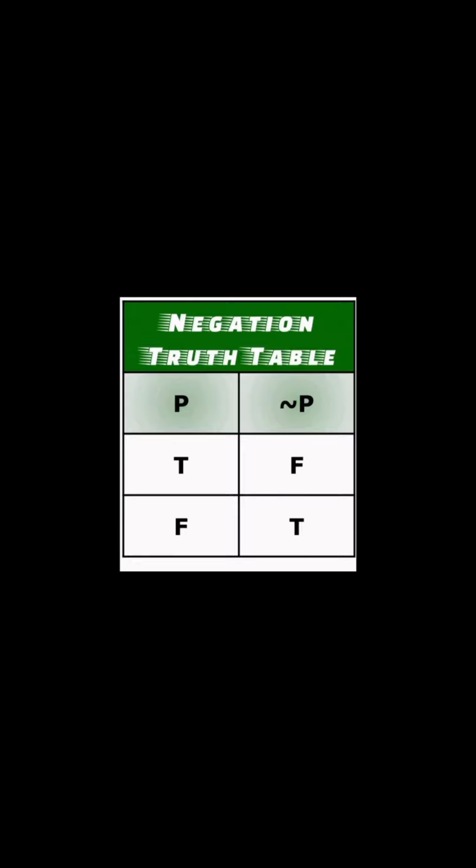Remember, the truth value of the biconditional statement P if and only if Q is true when both simple statements P and Q are both true or both false. Otherwise, P if and only if Q is false.